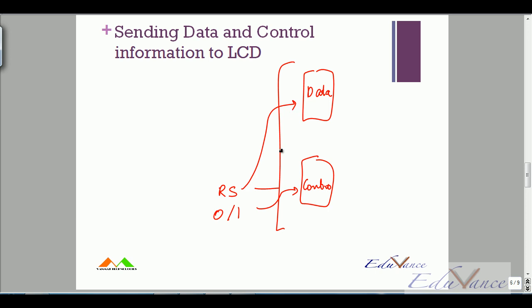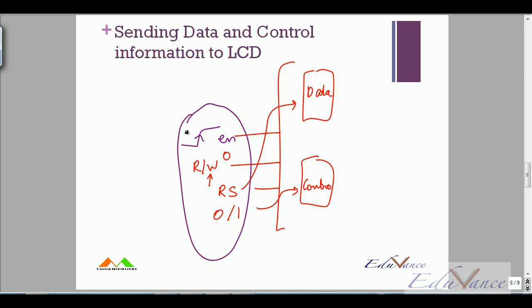But for either of these two, we have to make sure that my RW, or read write, is 0, which shows that I am writing to my LCD, and also I can only write to my LCD at the positive edge of my enable pin. So it's a combination of these three that I can actually decide whether I am sending data or I'm sending control information to the LCD. I hope this is clear.